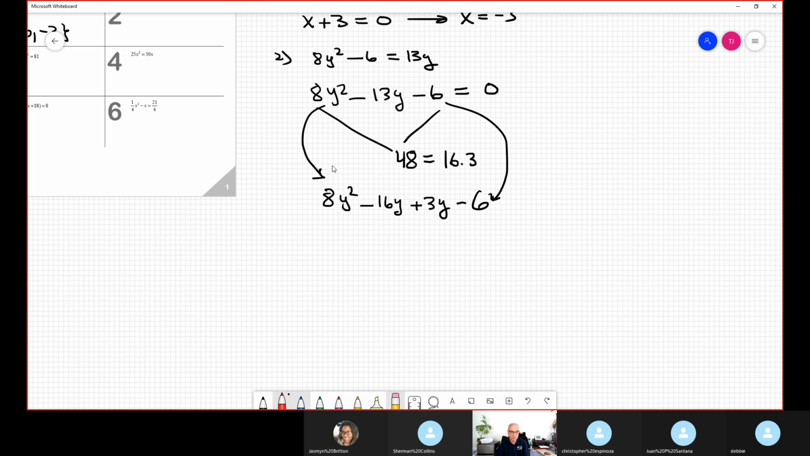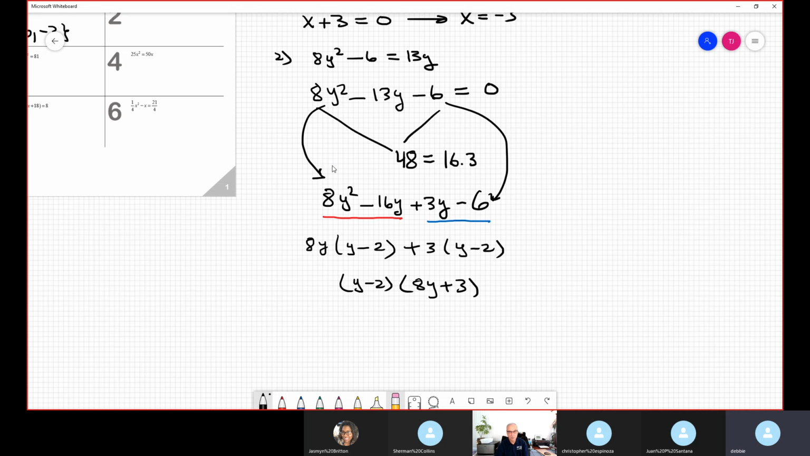Good. And now grouping: this part and this part. The GCF in the first part is 4y. No, sorry, it's not 4, it's 8. The GCF between 8 and 16 is 8y. So 8y times y minus 2. Nice. And the GCF here is 3, times y minus 2. And y minus 2 out, 8y plus 3.